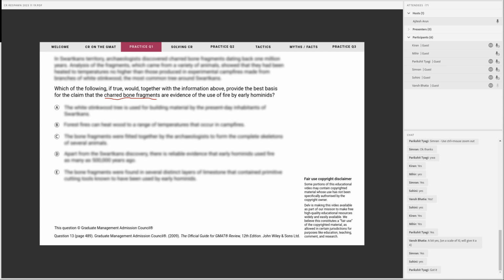No. So the correct way to put this would be: the question is asking you to strengthen a conclusion. This is some sort of conclusion. The charred bone fragments are evidence of the use of fire by early hominids, and you want to provide the best basis for that claim, right? So over here, you did classify it correctly. This is a strengthen question, but you're not strengthening the assumption, you're strengthening a possible conclusion.